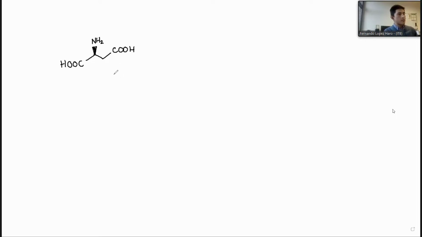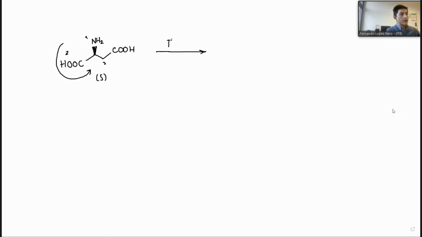If you can comment in the chat, or if anyone wants to say it out loud, which stereoisomer is this one? Aspartic acid. But is it R or S? It's S. It is S, correct. We have 1, 2, 3. S.